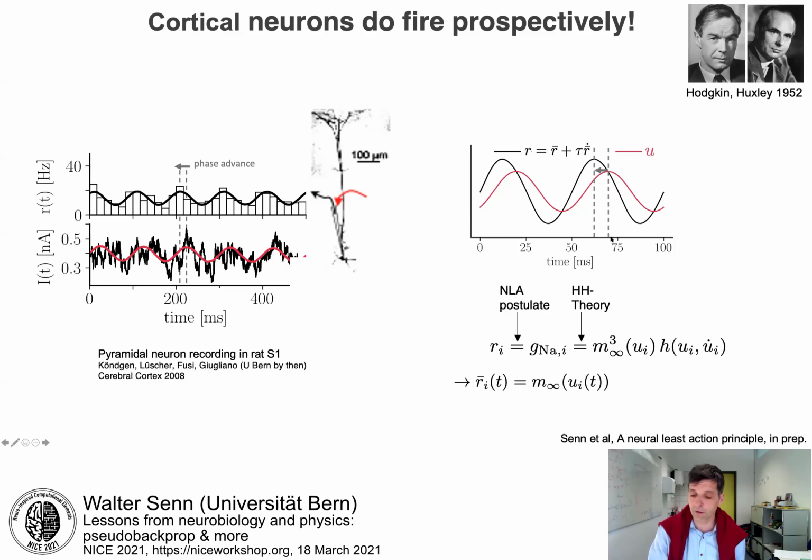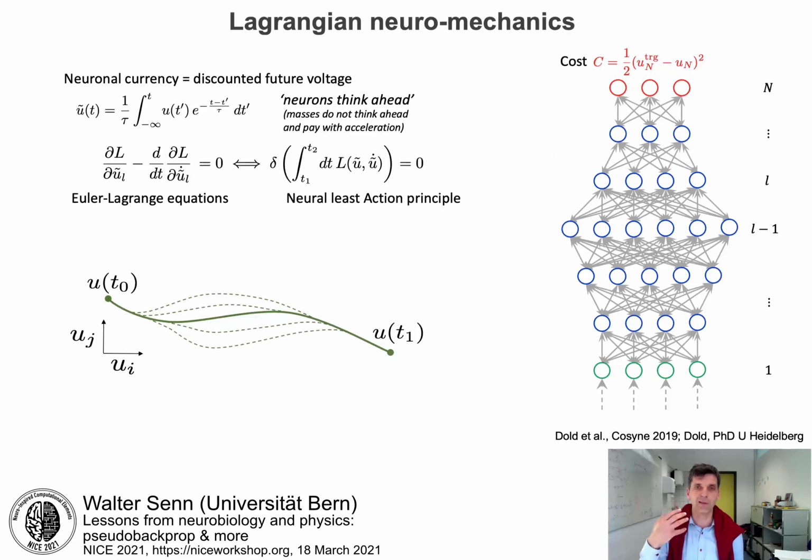And with this, we now have all we need to go to these Lagrangians and derive our neural dynamics. And we also have generalized variables. These are the look-ahead voltages that are due to this Hodgkin-Huxley formalism. So we look for stationary solutions of these Lagrange equations in terms of the look-ahead voltage.